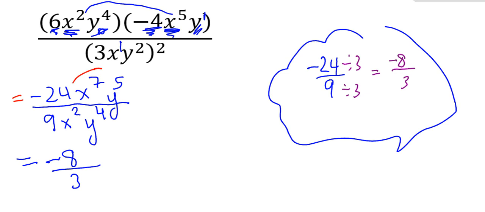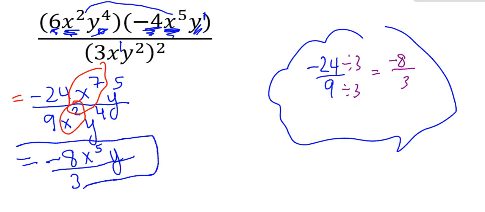So I have x^7 divided by x^2. The exponent laws tell me that I can do 7 subtract 2, and I get x^5. And then for the y's, I have y^5 divided by y^4. Well, 5 minus 4 is 1, so I have y^1, but I don't need to write the 1 because y means y to the 1. So that's my final answer.